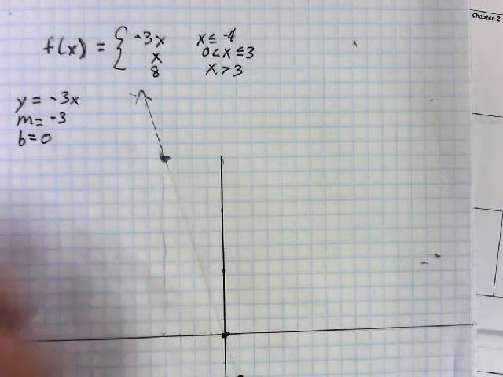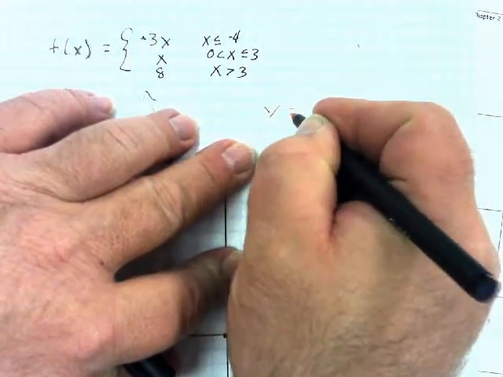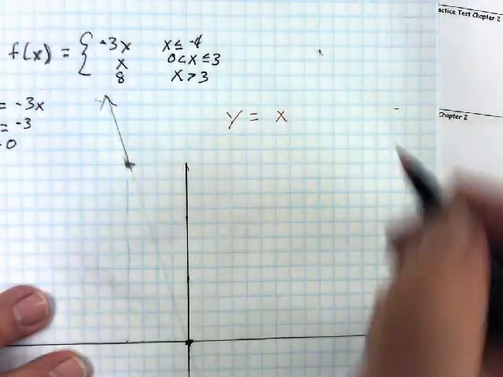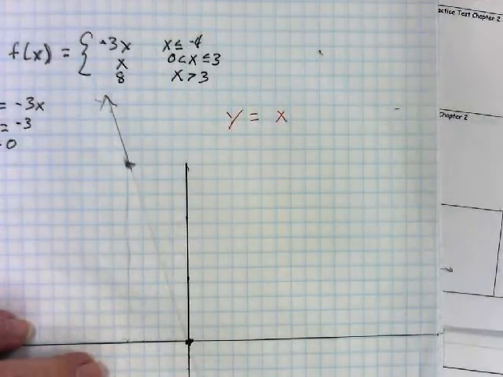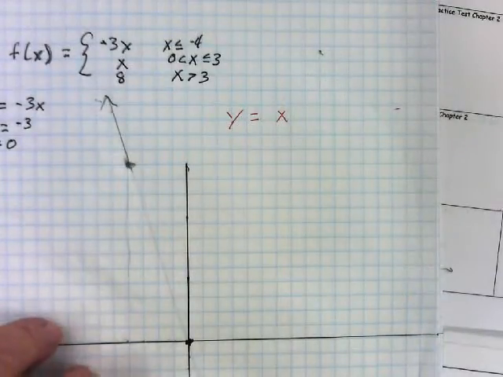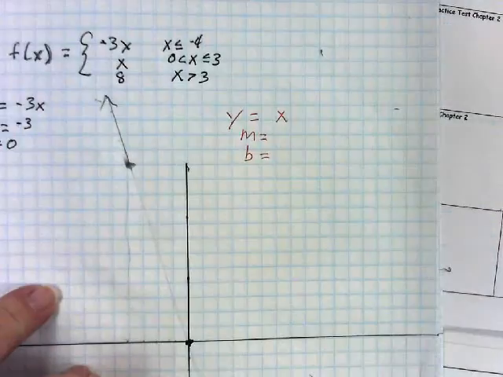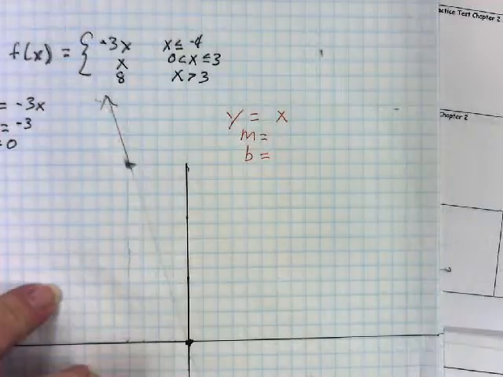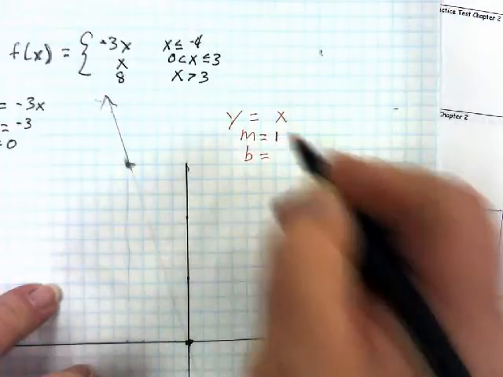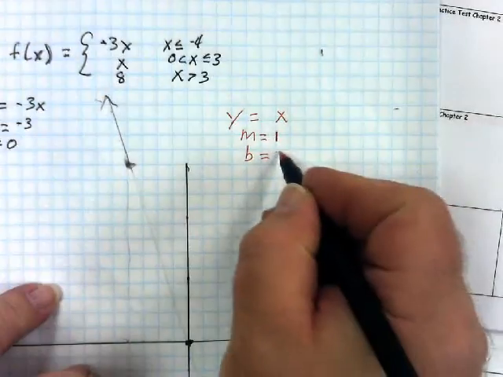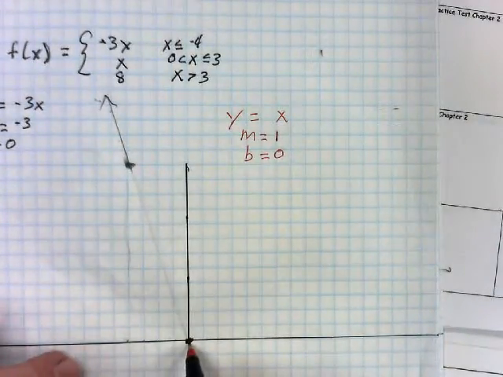Okay, second one I'm going to work with: y equals x. So if I have y equals x, what two things do I need from that equation? I need the slope and I need the y-intercept. What's the slope? It's the coefficient on the x, so it's 1. What is the y-intercept? There is none, so it's 0. So I'm going to start down here at this same point that I did before. Right here.